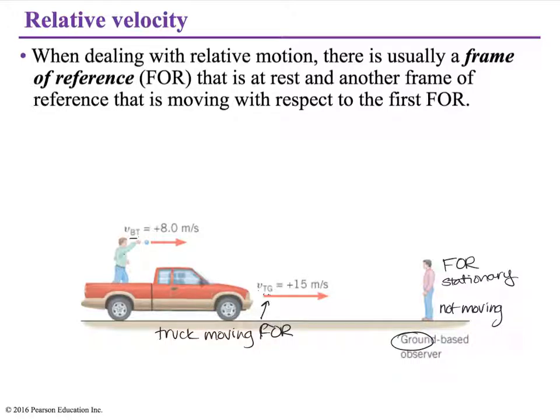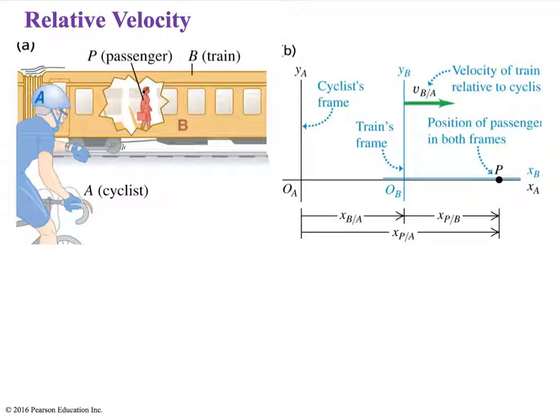But can you figure out how fast this person right here would see the ball moving? How about 23? It would be the speed of the truck plus the speed of the ball relative to the truck. Let's see if we can figure out how that works.